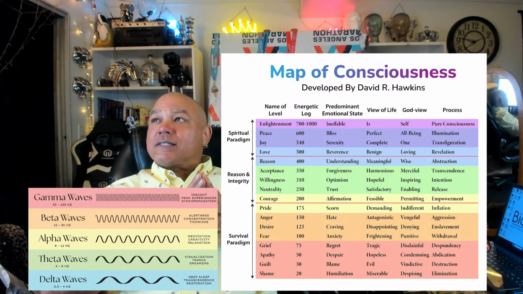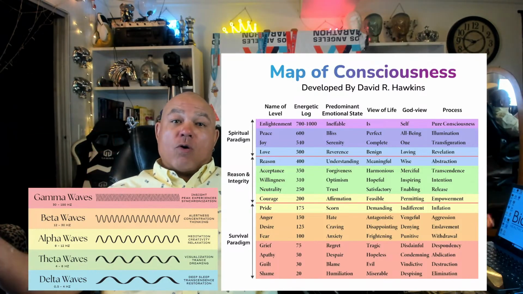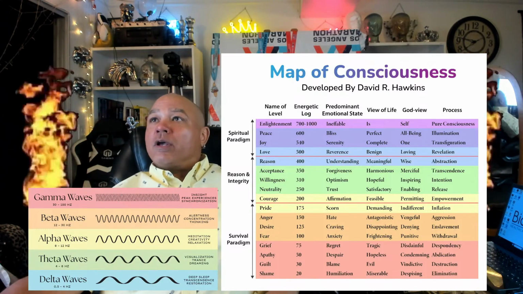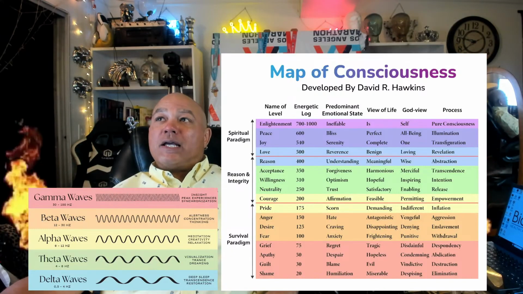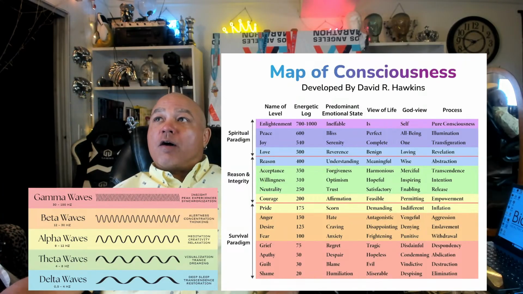And their process is release. Let go and let God, right? Let it go. Okay? Above that is willingness. I like willingness. Willingness has an energetic log of 310.